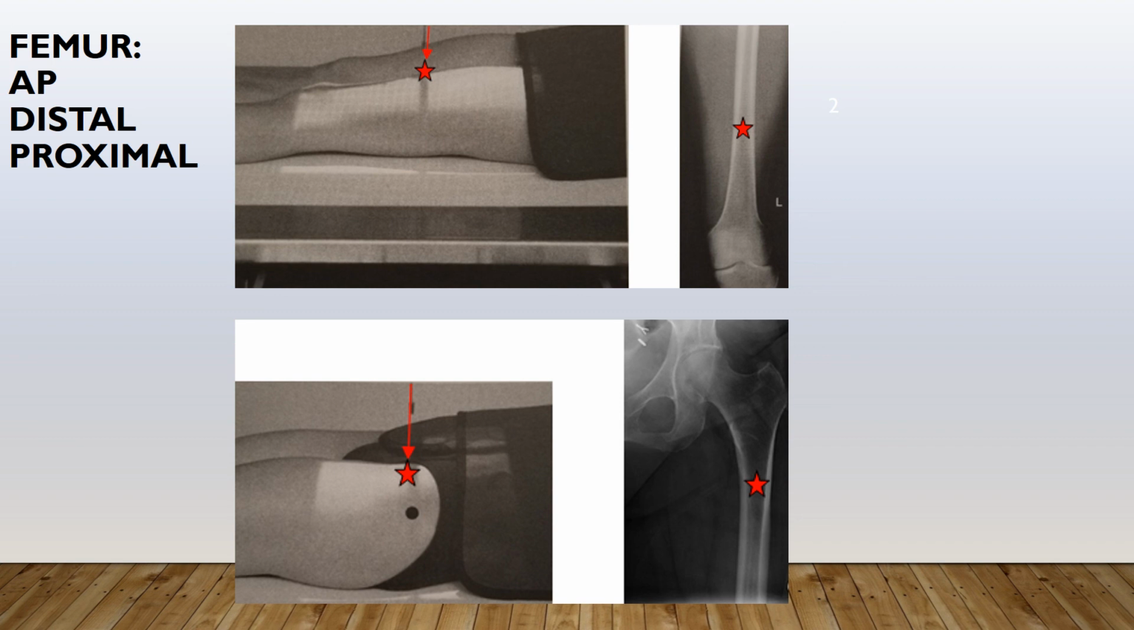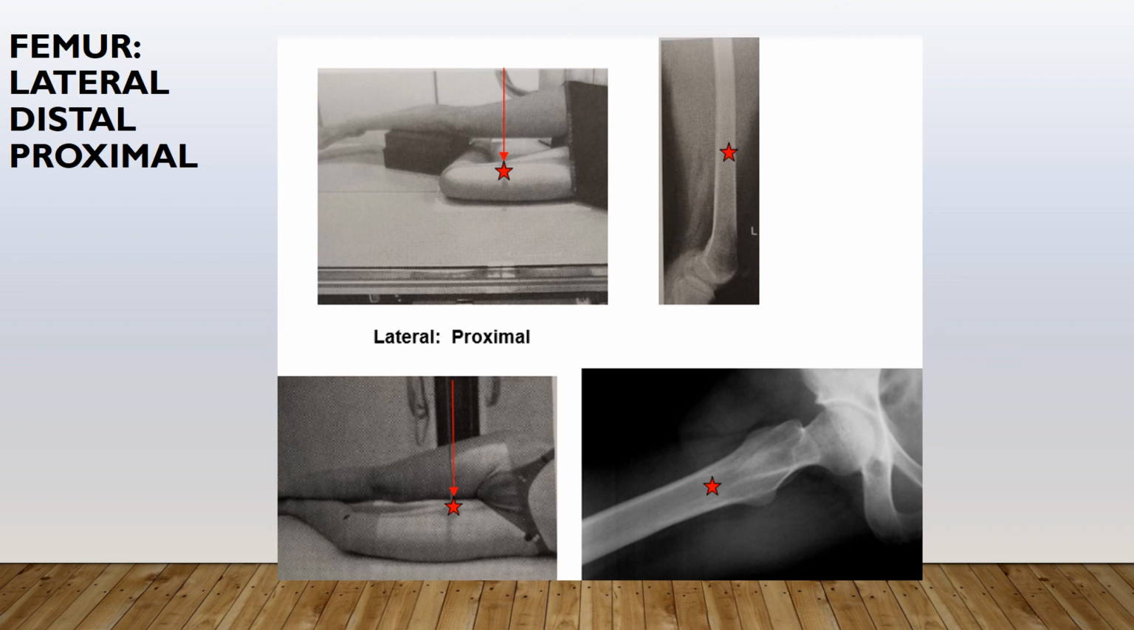For the proximal femur, which you see below, the patient is supine with the leg extended and rotated internally 15 to 20 degrees. Central ray is going to be 1 to 2 inches distal to the mid-femoral neck. When we're evaluating the image, we want to make sure that we look at the entire femur, including the hip and knee joint. There is no rotation. Femoral and tibial condyles appear symmetrical in size and shape, and there are fine trabecular markings.